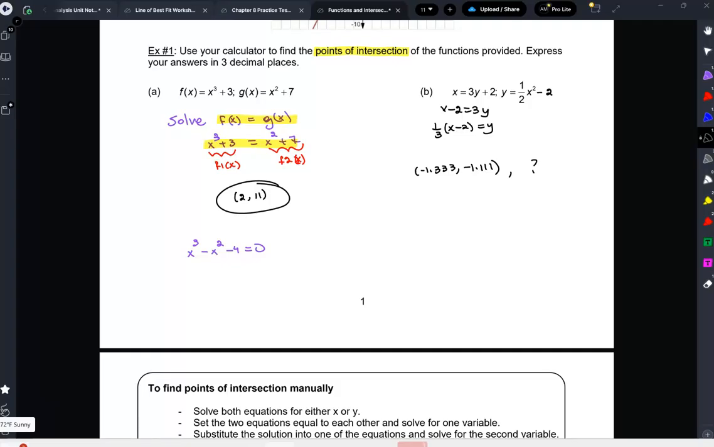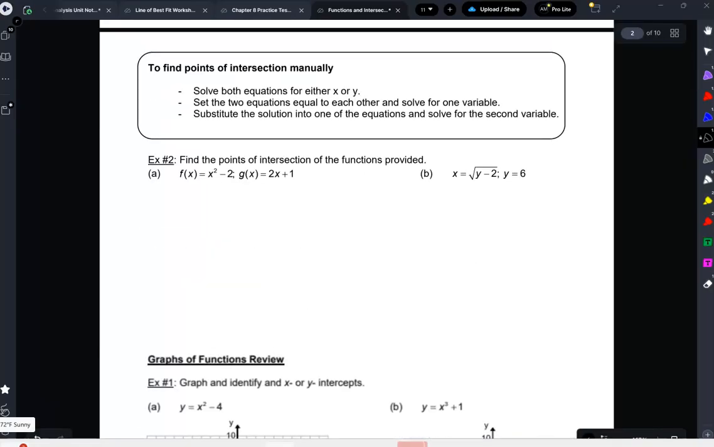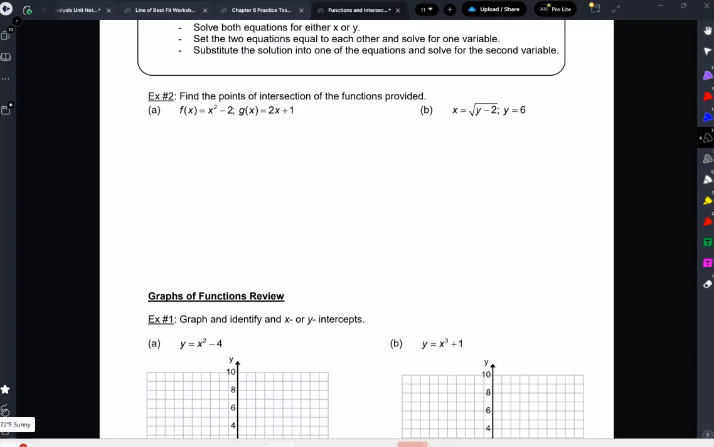So this is how we do it using the calculator. However, the point is just to solve this equation, so we can do it manually as well. To find this manually, you solve both equations, either for x or y, and then you set them equal to each other. So for example, take a look at this one. Here I have f of x equals this, g of x equals this. Is this the same as before? Yeah, this is the one that was graphed in the page before.